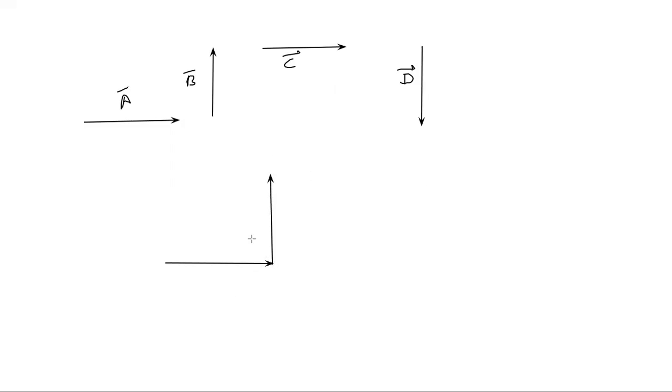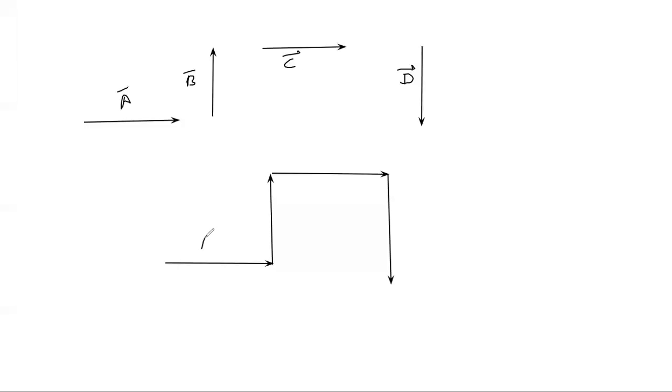Now the tail of C coincides with the head of B. So C is in this direction. And the tail of D coincides with the head of C. So D is in this direction. So all the directions are clear.